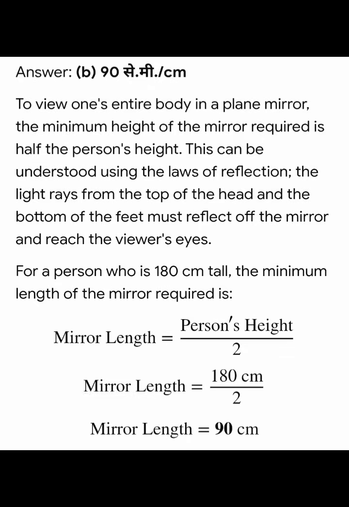The next question is, a 180 centimeter tall person stands in front of a vertically mounted plane mirror. What should be the minimum length of the mirror to view the entire length of its body? So to view one's entire body in a plane mirror, the minimum height of the mirror required is half the person's height. This can be understood by the law of reflection. The light rays from the top of the head and the bottom of the feet must reflect off the mirror and reach the viewer's eye. So for a person who is 180 cm tall, the minimum length of the mirror required is mirror length equal to person's height by 2, that is equal to 180 cm by 2, and this is equal to 90 cm.